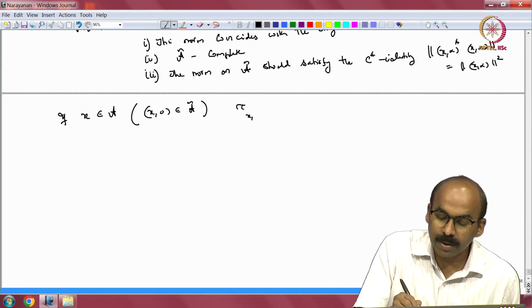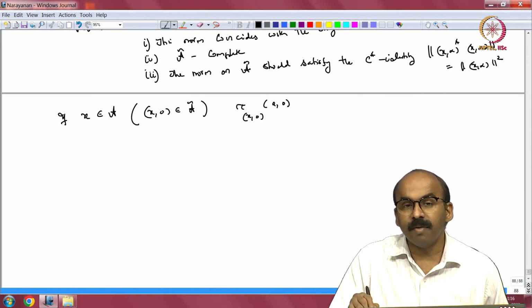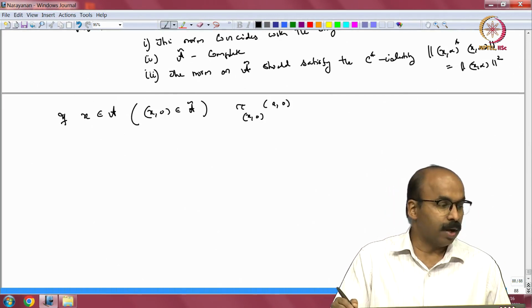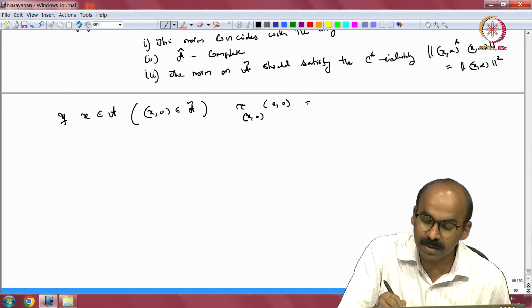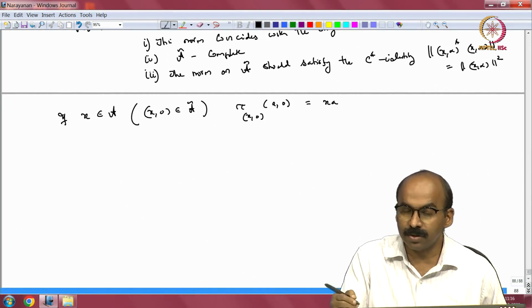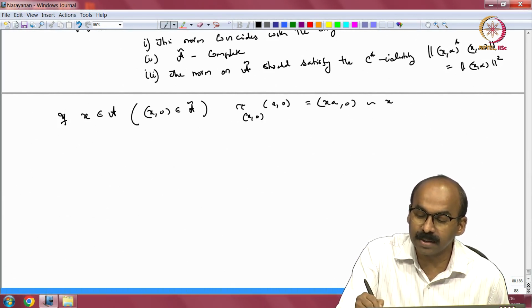Tau of (x, 0) acting on (a, 0), right. So tau of any element from A tilde acts on A; it is an operator from A to A. So tau of (x, 0) acting on (a, 0) is simply xa, because there is no alpha there. So it is x a_0, or you can also identify it with x times a.